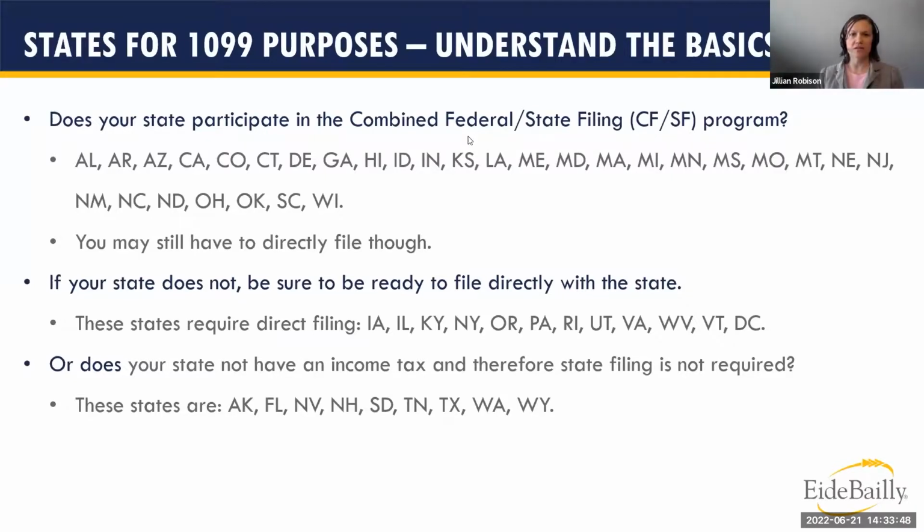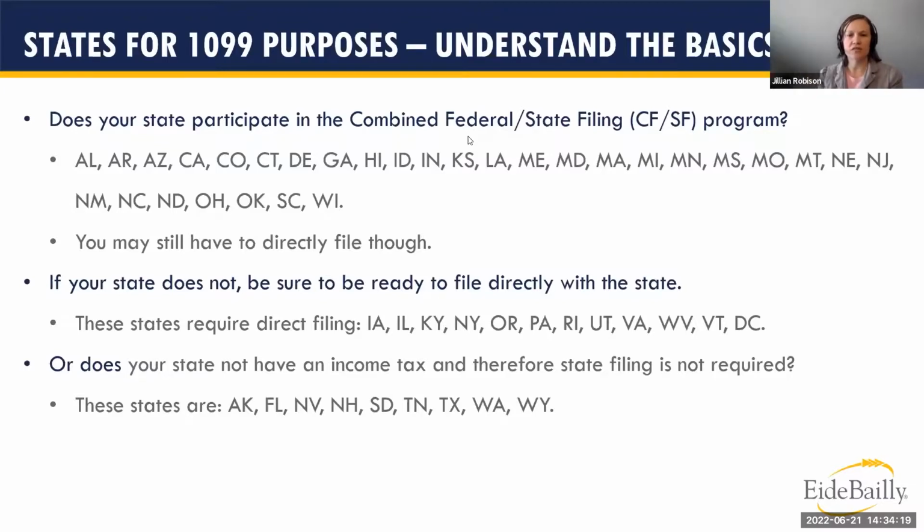Sounds good. So similar rules for 1099s. You have to figure out if your state participates in a combined federal state filing program. So when you file the 1099, some of them, the ones listed here, I'm not going to say them all, directly just flow that information through to the states. Some of them may still have to directly file though, and that would usually be if there's withholding or something, sometimes they have an additional filing versus just the combined federal state. And so you just have to pay attention to that.